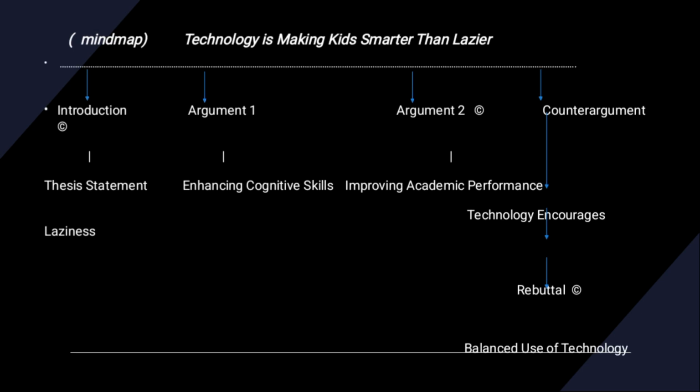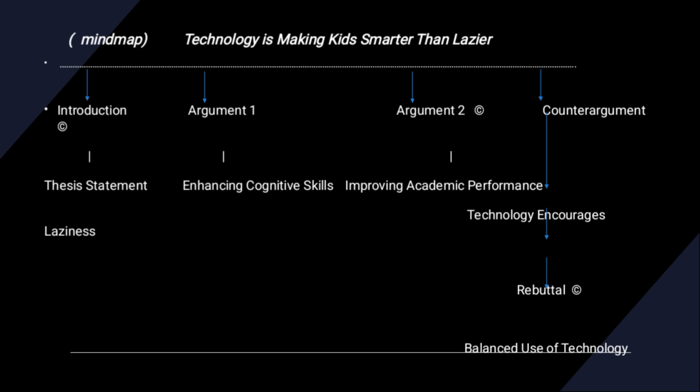All right, here is an example of how a mind map can guide essay writing. Our topic is technology is making kids smarter than lazier. So we begin with an introduction and thesis. Okay, so then we add argument one, enhancing cognitive skills, and argument two, improving academic performance.